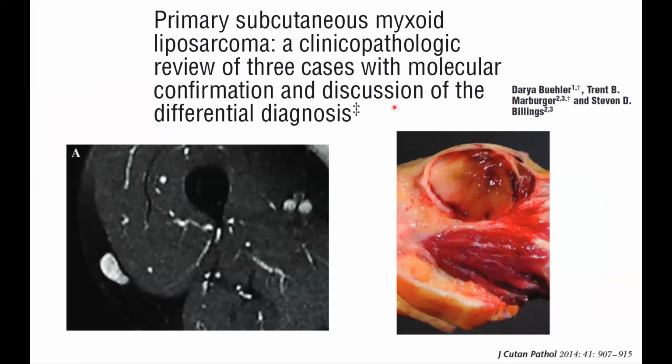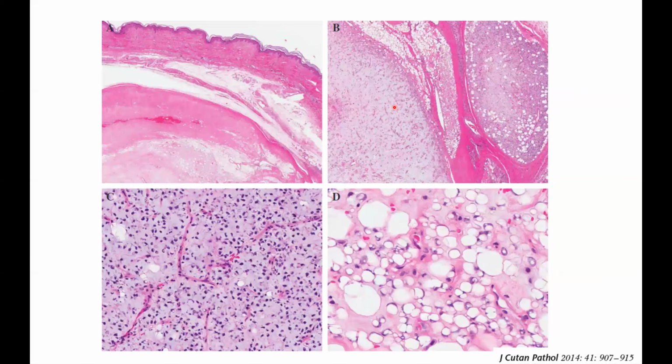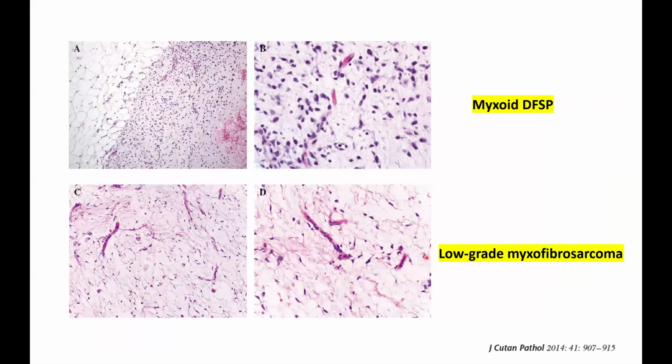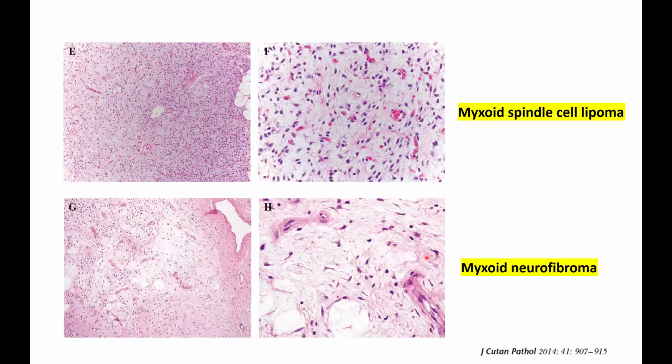Myxoid liposarcoma is in the deeper tissues, but it can happen superficially, and this is a classic. We have ovoid spindle cells in a myxoid background, very uniform, with chicken-wire vasculature, and some of them show lipoblastic differentiation. And of course, the differential in superficial sites is broad. It can include myxoid DFSP, low-grade myxofibrosarcoma, even a myxoid spindle cell lipoma, or myxoid neurofibroma. They're all entities within the differential.